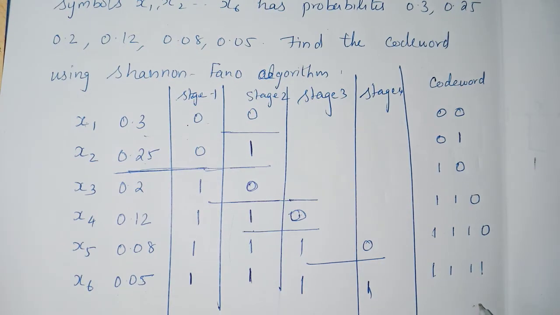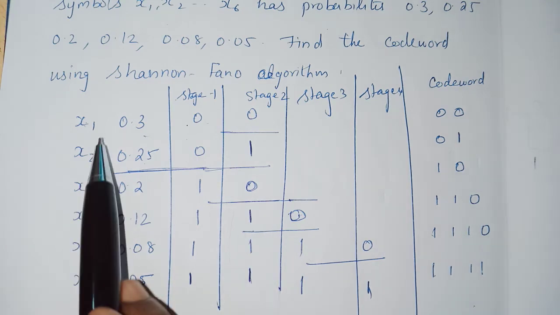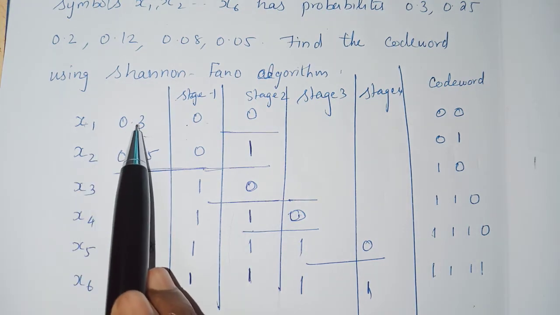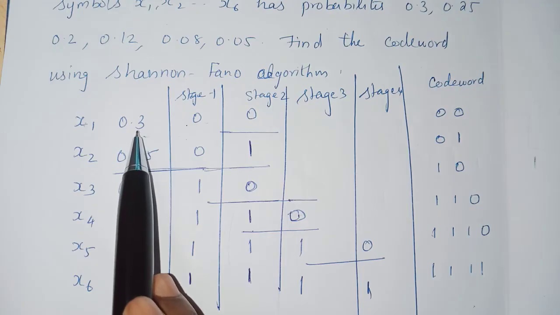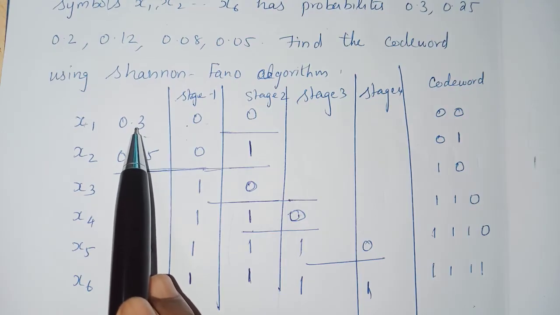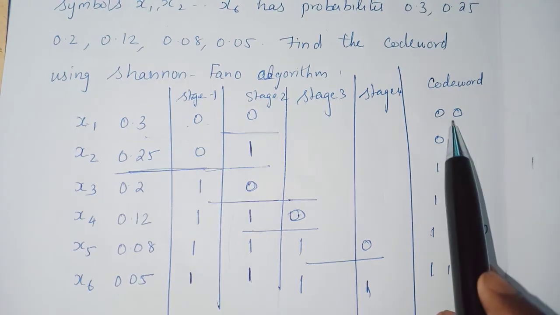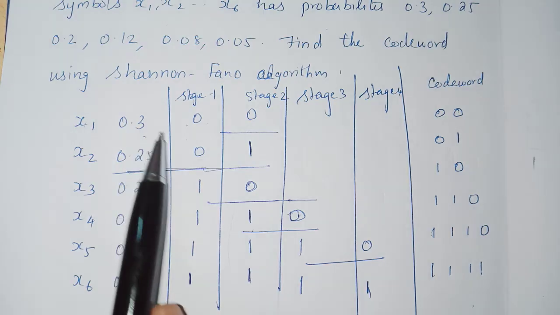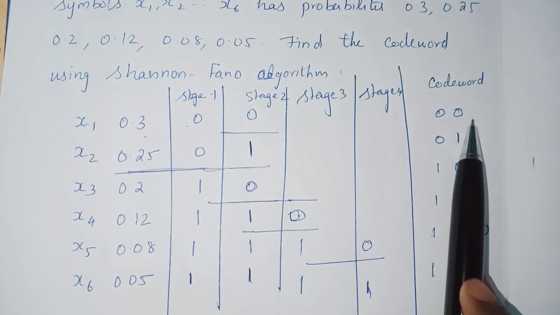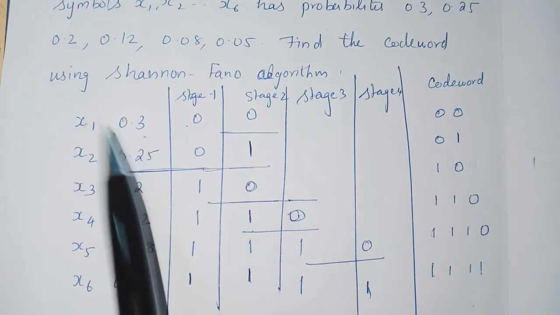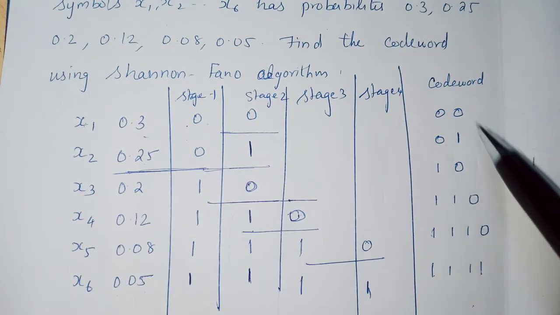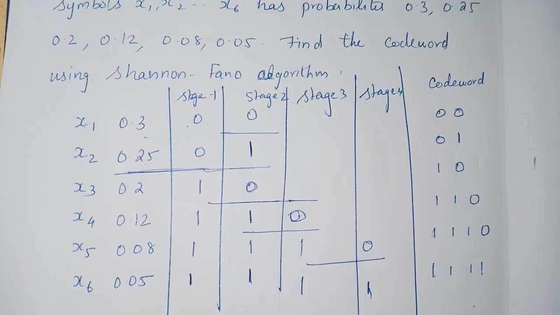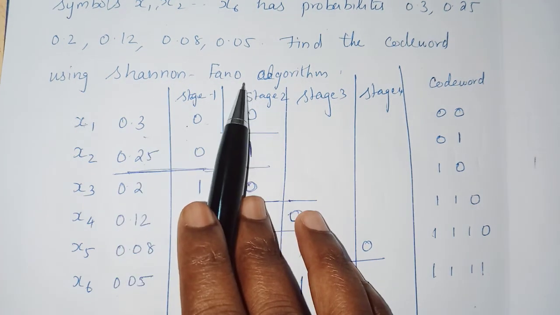So what you mainly observe here is that the higher the probability, the lower the length of the code word. Length of the code word is nothing but the number of bits. So higher the probability, lower the length. If the probability is decreasing, the length will increase. So this is one reason why we go for this Shannon Fano algorithm.